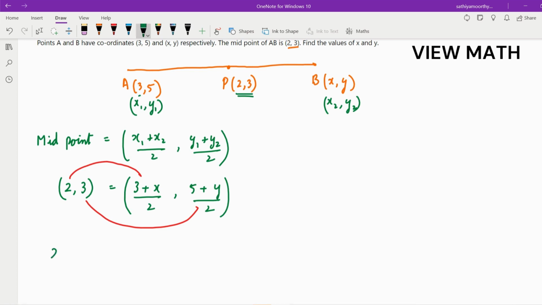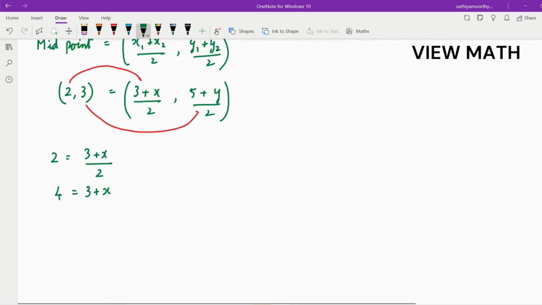Now 2 is equal to 3 plus x by 2. So x coordinate I have equated. Now I'm bringing this 2 to the other side. It becomes 4, 2 into 2 is 4. 4 is equal to 3 plus x. So now this 3 I'm bringing to the other side. So 4 minus 3 is equal to x. So 4 minus 3 is 1. Therefore x is equal to 1.